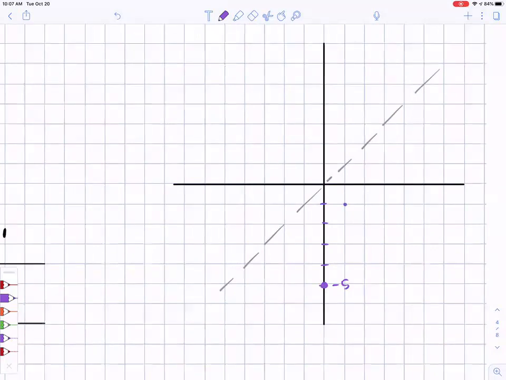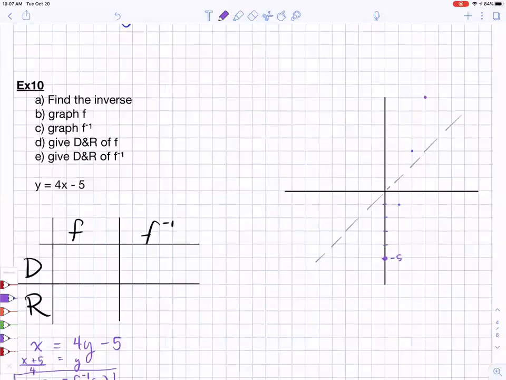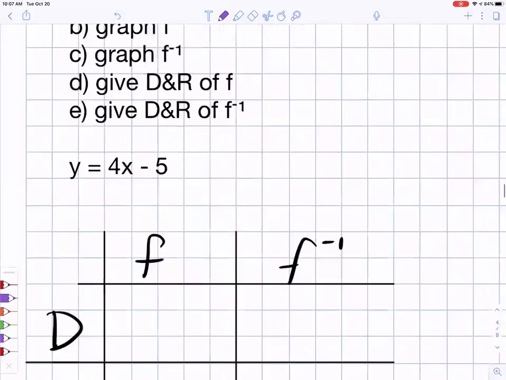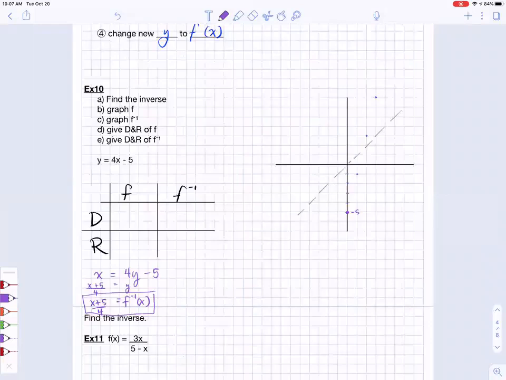I actually like to do this at least 2 or 3 times. So I'm going to do it again from that new point. 1, 2, 3, 4, run to the right 1. And one more time. 1, 2, 3, 4, run to the right 1. Now, what was the shape of my function? When you looked at the equation, what shape is that? It's a line. Okay, so no problem. Let's just connect the dots.